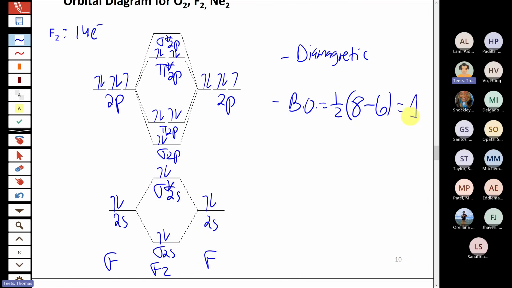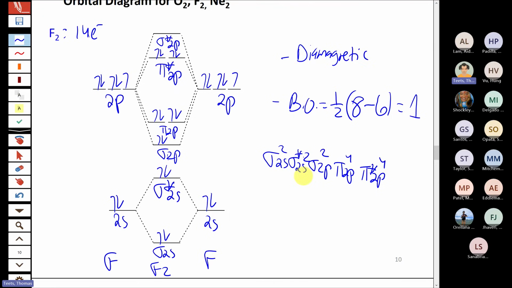So we predict a single bond for F2, and the electron configuration would be sigma 2s2, sigma star 2s2. The sigma 2p orbital has 2 electrons in it. Pi 2p has 4. Pi star 2p also has 4. So again, this is the way that we might ask some of these questions on homework assignments, where you can write out the full configuration that specifies the population of each orbital energy level.